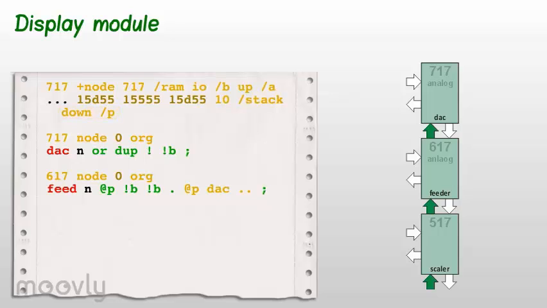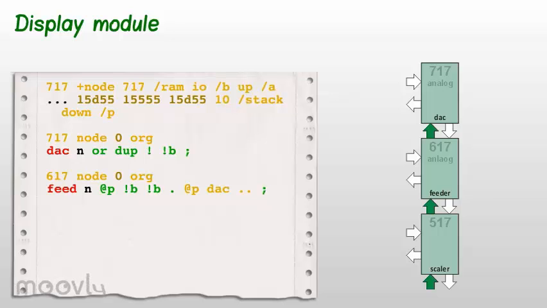The rest of code in node 617 takes care of reading appropriate values from 517 and providing them to DAC in 717, or sending 0 value to DAC when unused part of VGA screen is being displayed. It is worth noting that since definitions of code for both 717 and 617 use the same namespace, we can use word DAC in definition of 617 code, even if the word itself has been defined for node 717.